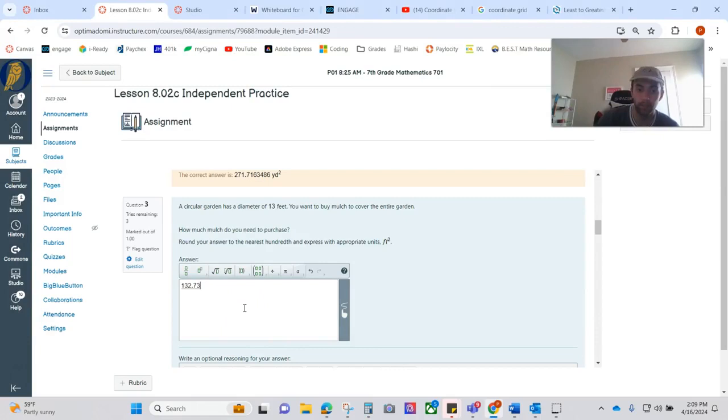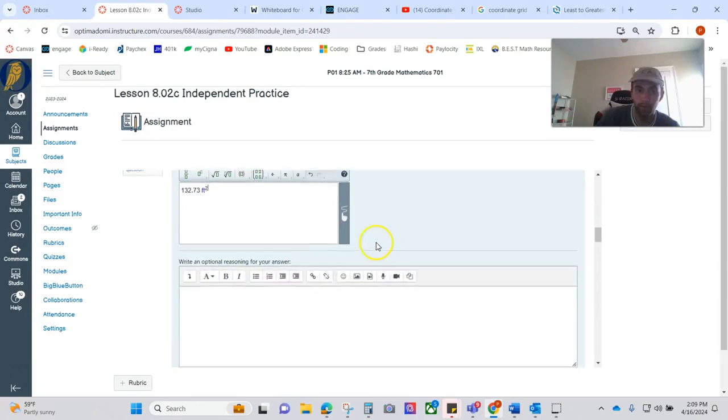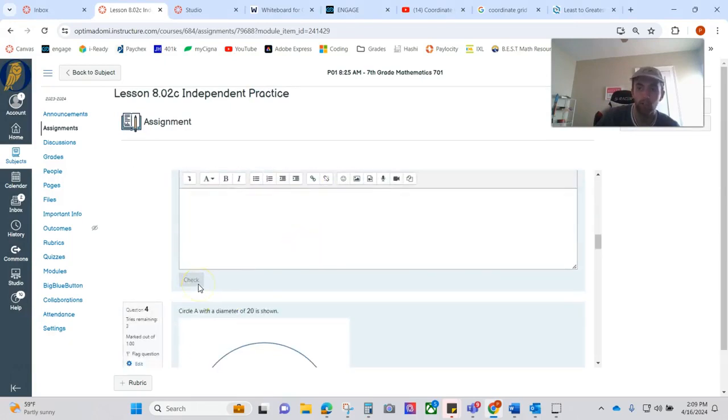132.73 feet squared. It says with appropriate units. Make sure to read the whole question.